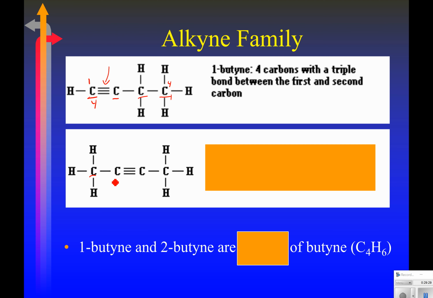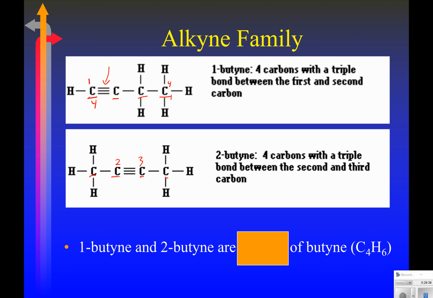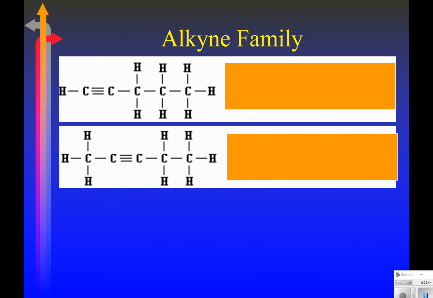And the second one, also 4 carbons with a triple bond, so it's also butyne, but this time it's in between the second and the third, so we'd call that one 2-butyne. And these 2 are going to be isomers of butyne since they have the same components, just in a different structural arrangement.